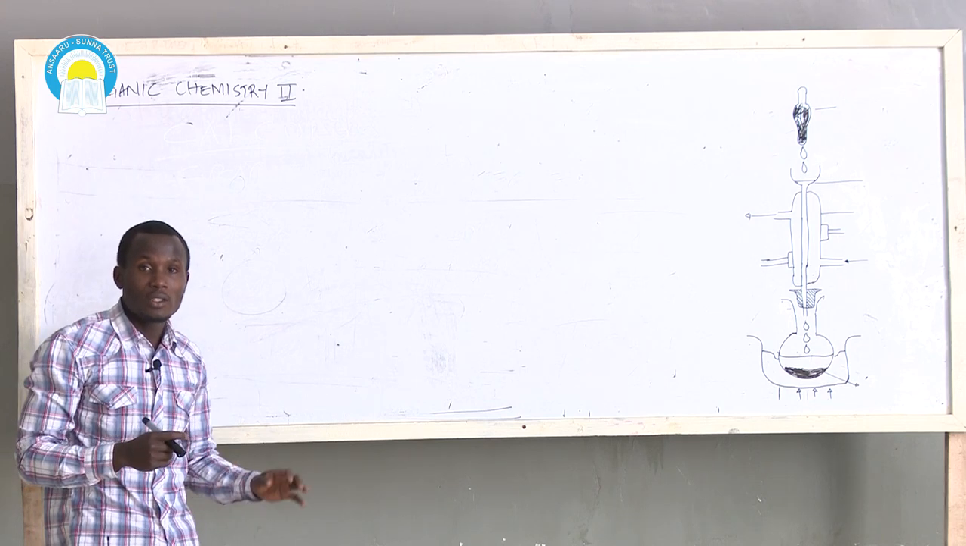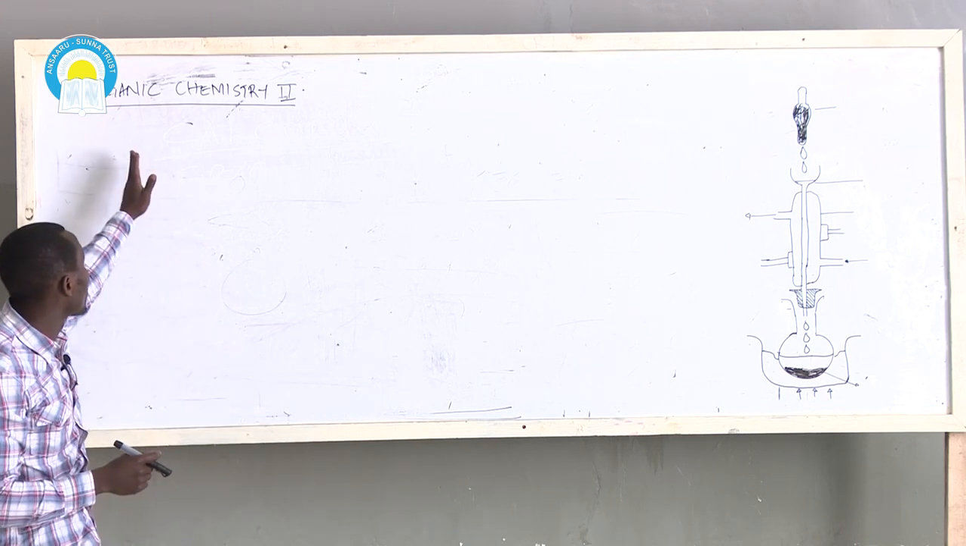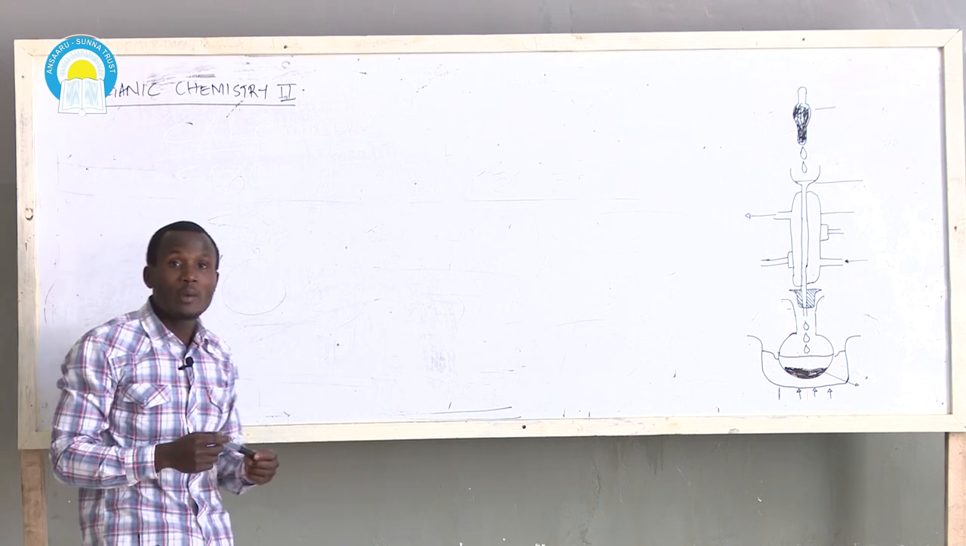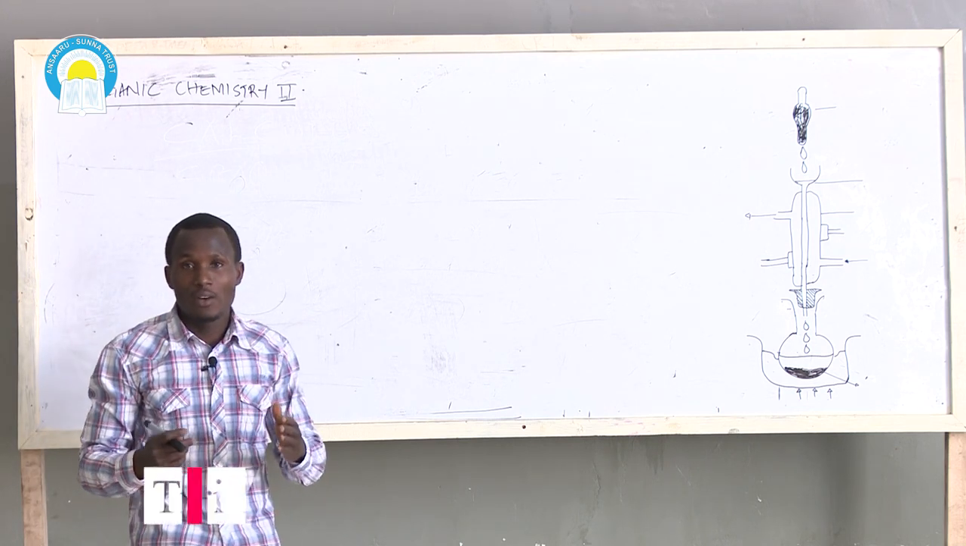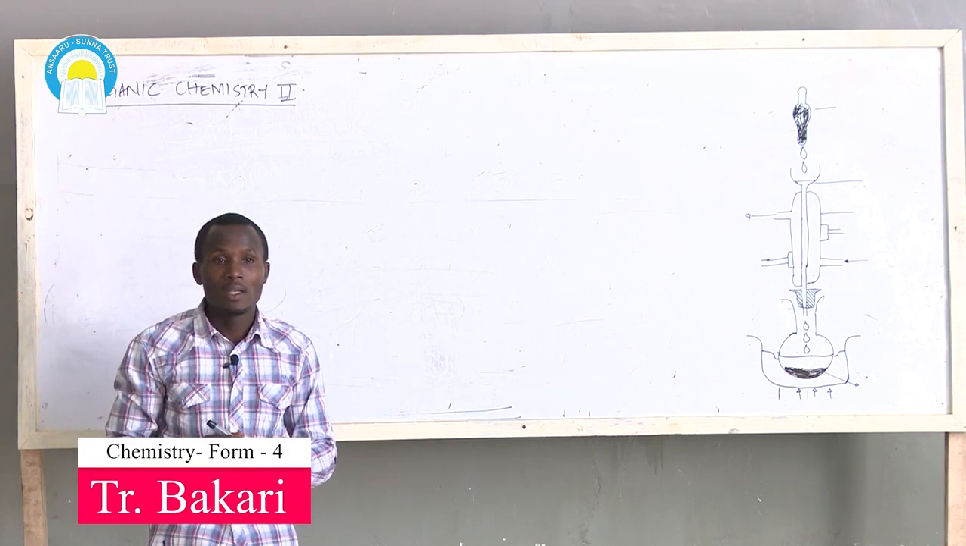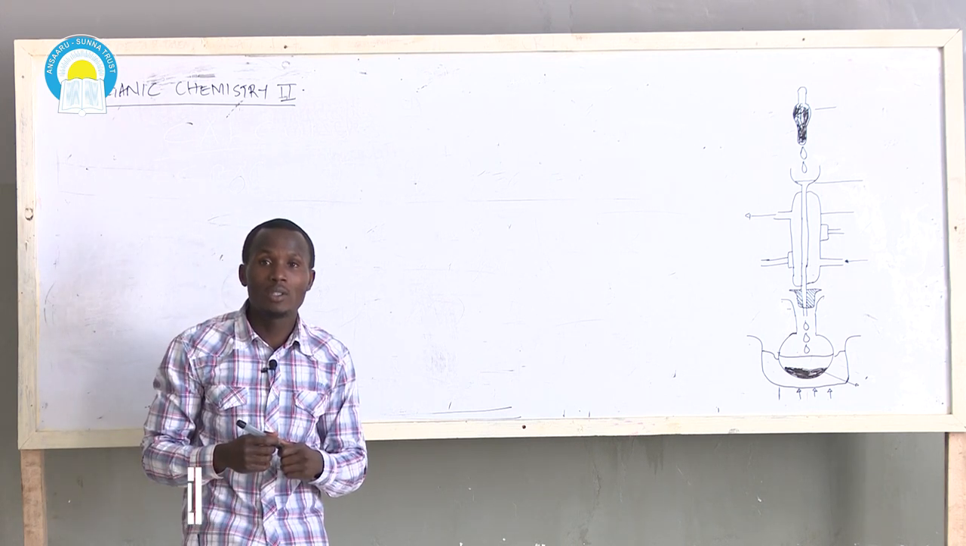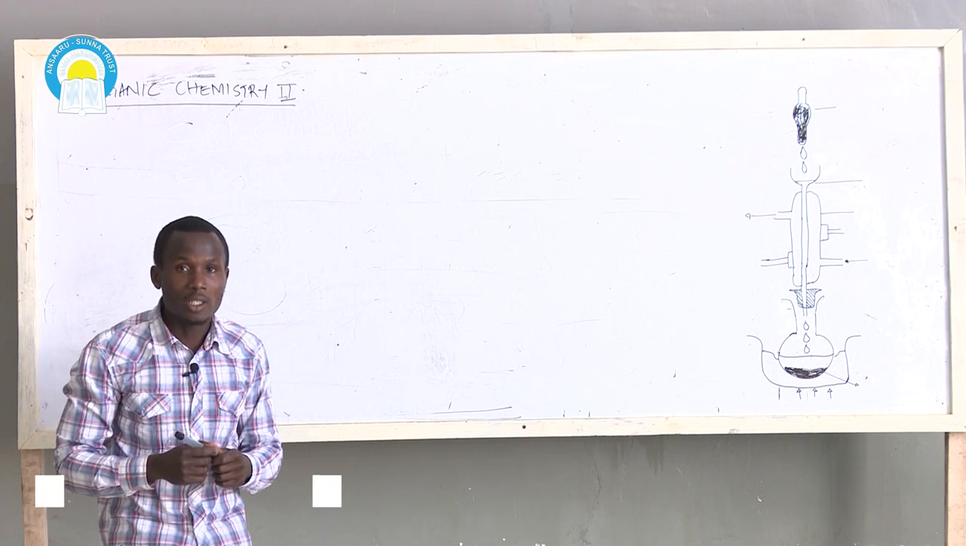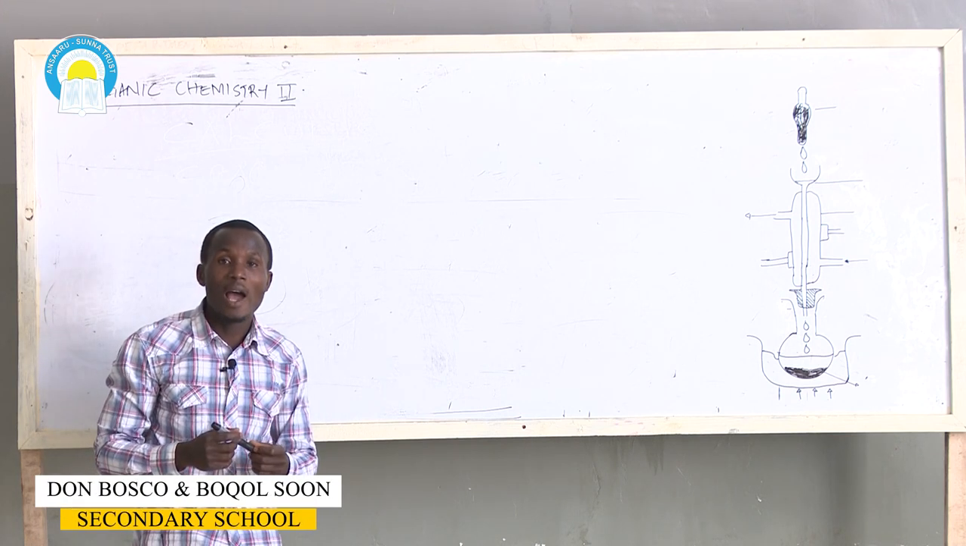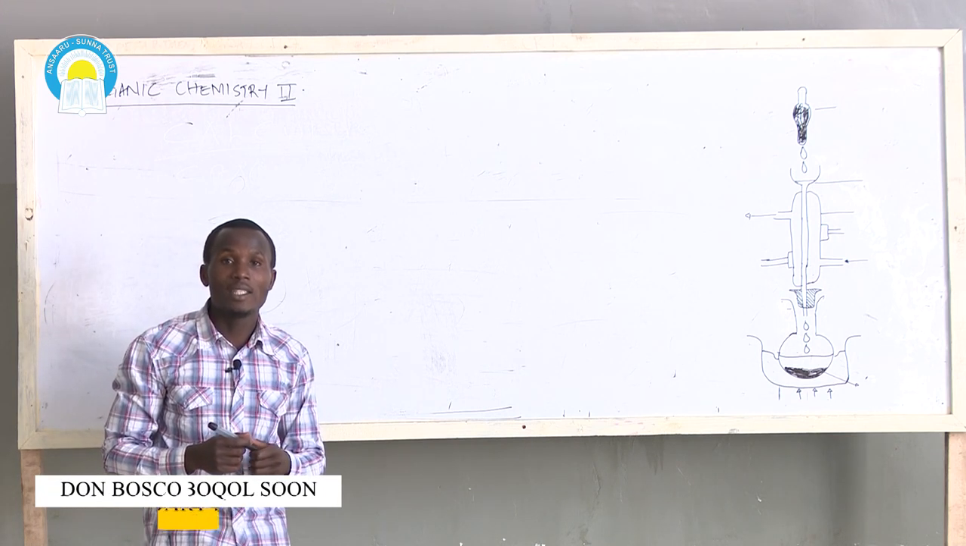Our topic today is going to be on organic chemistry 2. Organic chemistry 1, which is in form 3 work, talks about hydrocarbons, compounds made of carbon and hydrogen. That is alkanes, alkenes, and alkynes.